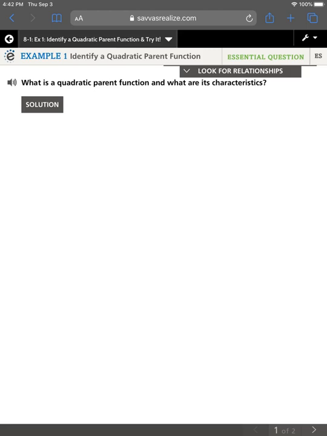We just got finished looking at the absolute value parent function. Now we're going to take a look at a quadratic parent function. So the quadratic is y equals x squared. And that is your parent function for the quadratic.